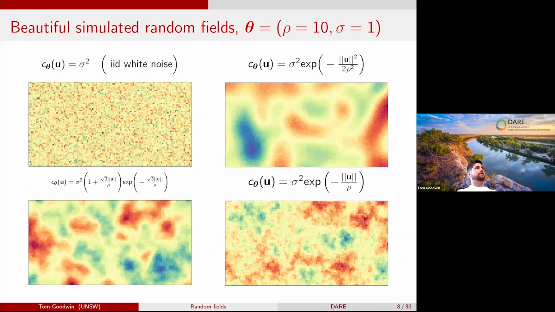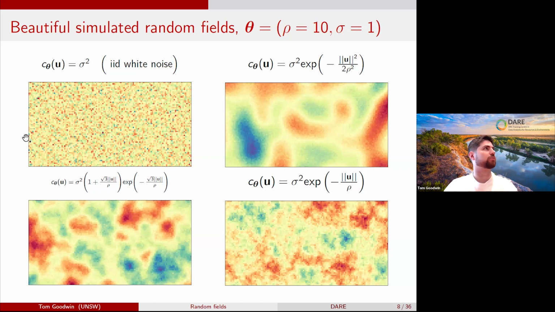Okay, so here's just an example of some simulated random fields to get an idea of what we look at. So here, C of theta of u, this is the covariance function. So we have different forms of the covariance function. We can see up the top that rho is equal to 10 and sigma equals 1. So I've just set these parameters. In reality, we want to estimate these parameters of the covariance function. But this is just a realization.